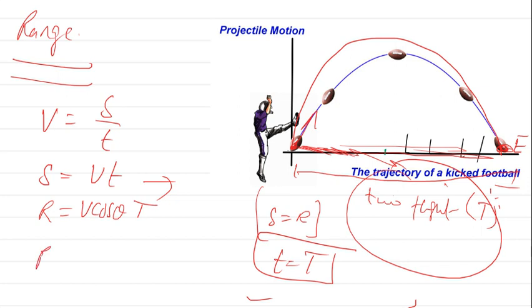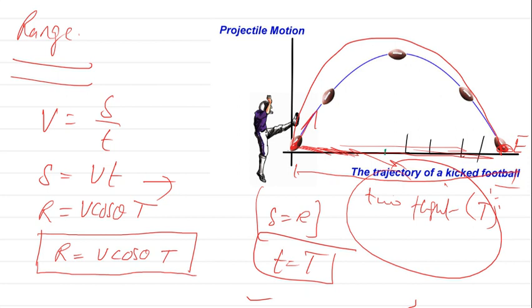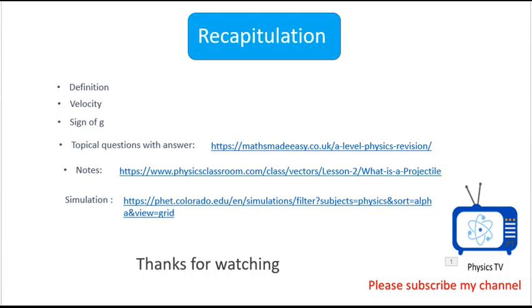So finally, the range equation will be equal to v cos theta into capital T. With the help of this, we can easily calculate the range of any particle or any object having projectile motion, where v cos theta is the horizontal component and T is the total time of flight. When we get the product of these two, we will get the range of a projectile motion.